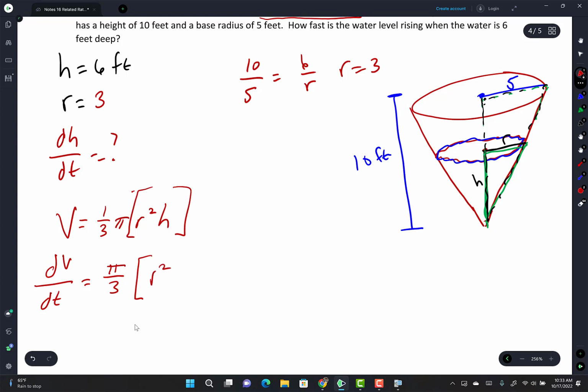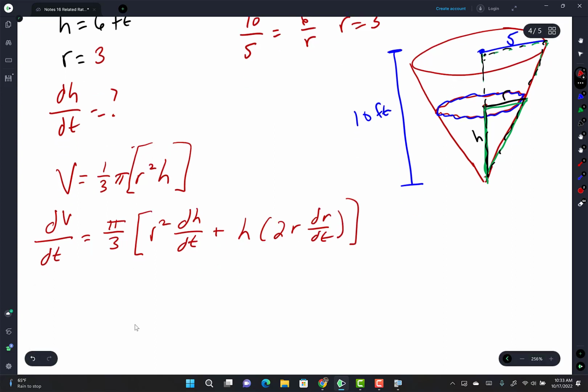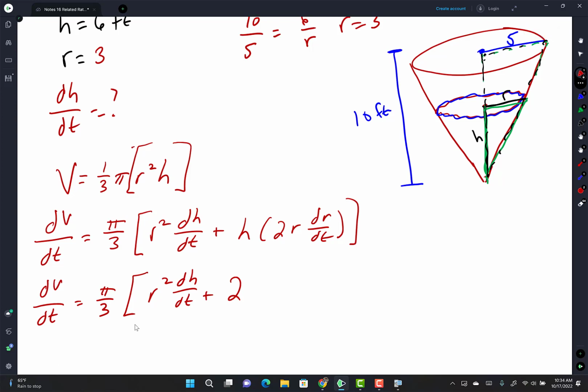First, r squared times the derivative of the second, dH dt, plus the second, h times the derivative of the first, 2r dr dt. Are we okay? All right, I'm going to fix it. So dV dt equals pi over 3, I'm just going to make it a little prettier, r squared dH dt plus 2, what comes first, h or r? 2hr dr dt. Not that it matters, but usually when it comes to variables, you want to put them in alphabetical order. But 2rh would have been the same, no big deal.